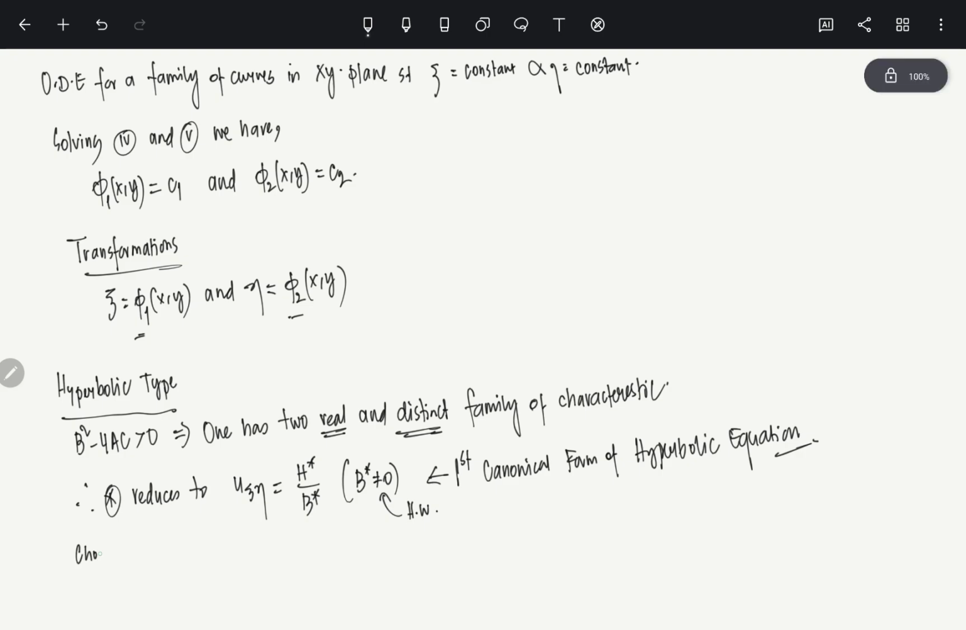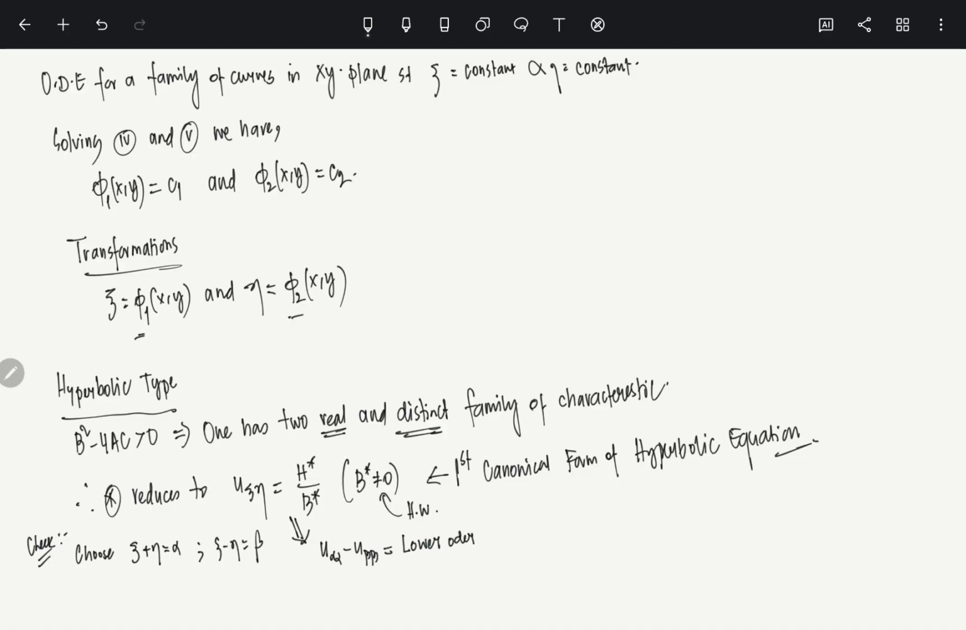Now, this also I want you to check. This is very, very important. Initially we have x and y, we change it to xi and eta, and that gives us the first canonical form. Now you can always do another change of variable: alpha is xi plus eta and beta is xi minus eta. Once you do it, you can see that this equation changes to something like this: u alpha alpha minus u beta beta equals some lower order terms.